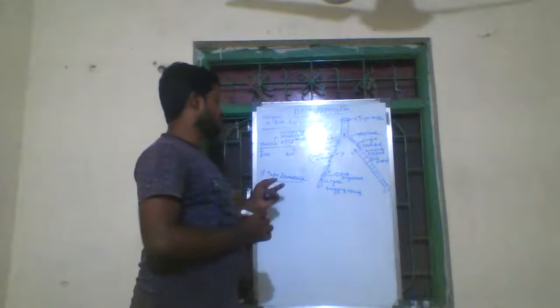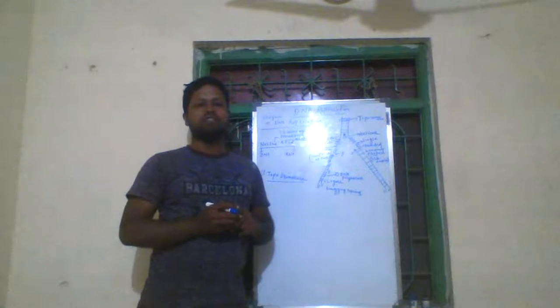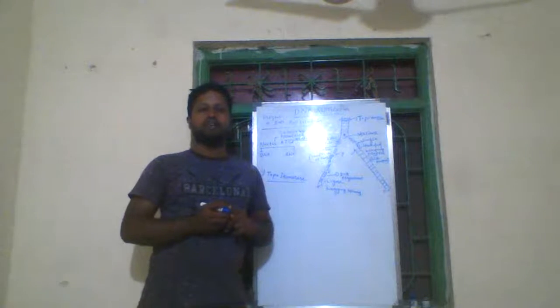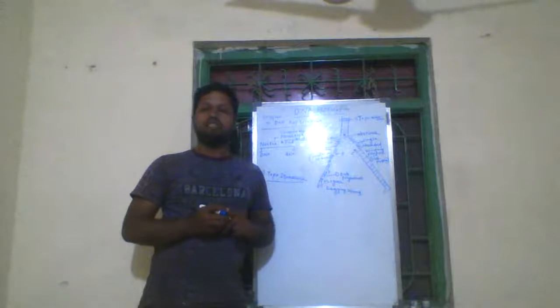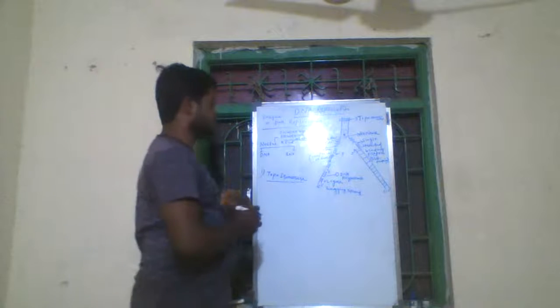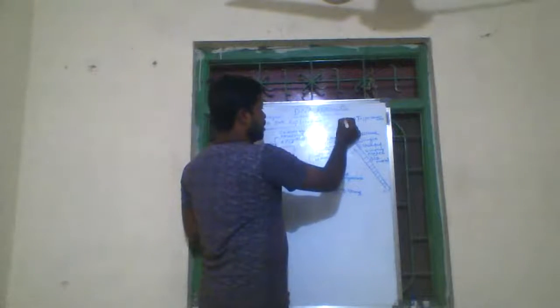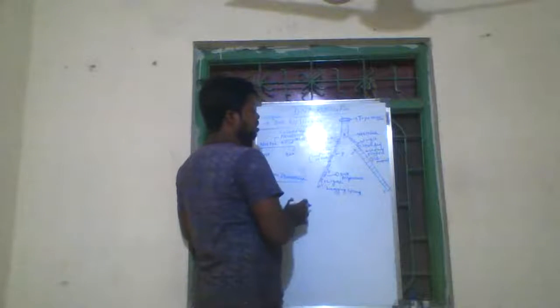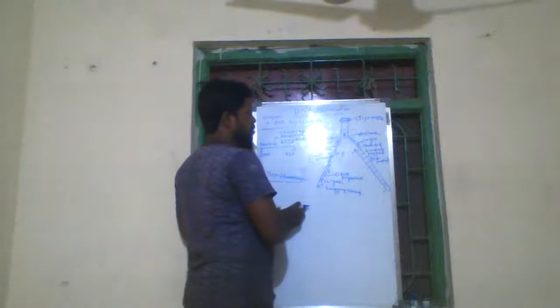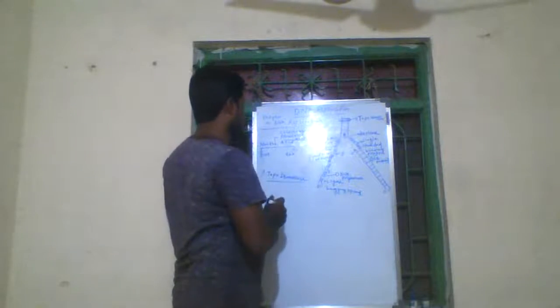Topoisomerase. This is a type of enzyme which helps in DNA replication. This is the first enzyme which is going to initiate the DNA replication. It is present on one side of the DNA, and it is going to initiate the DNA replication.